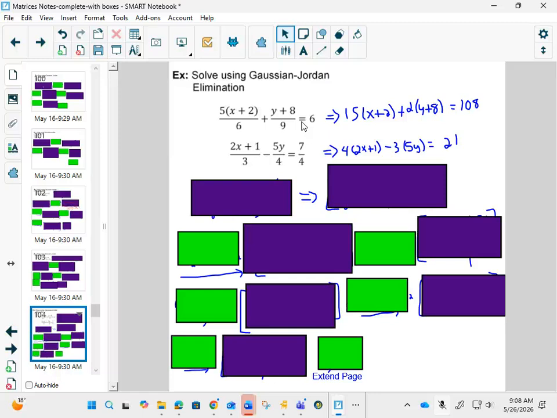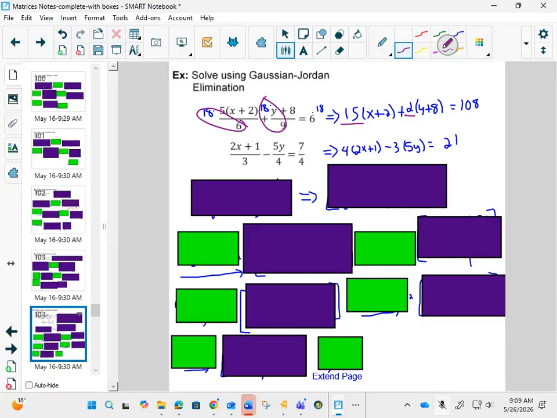6 times 18 is 108. If I multiplied everything by 18, this side by 18, this side by 18 would distribute, right? So there'd be 18 there and there. These two would reduce and give us that 2. 18 divided by 6 would reduce and give us 3, and 3 times 5 would be 15. Same thing in the second one. Can you see that I multiplied everything by 12?